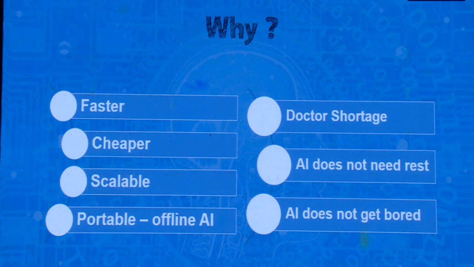So why is AI going to change the world? Lots of things. Doctor shortage is one of the most important.